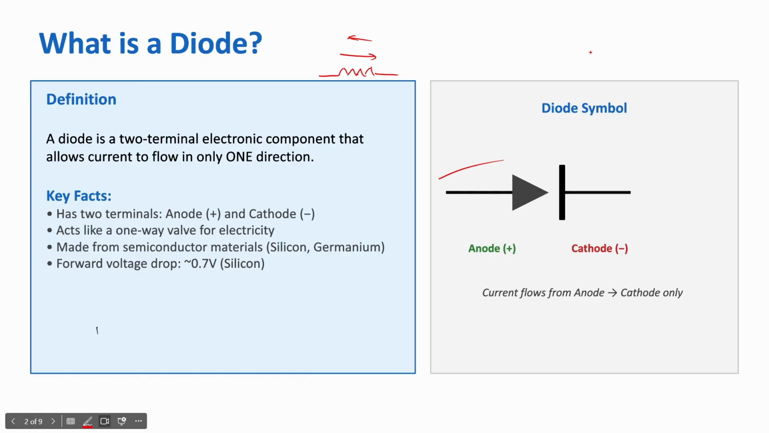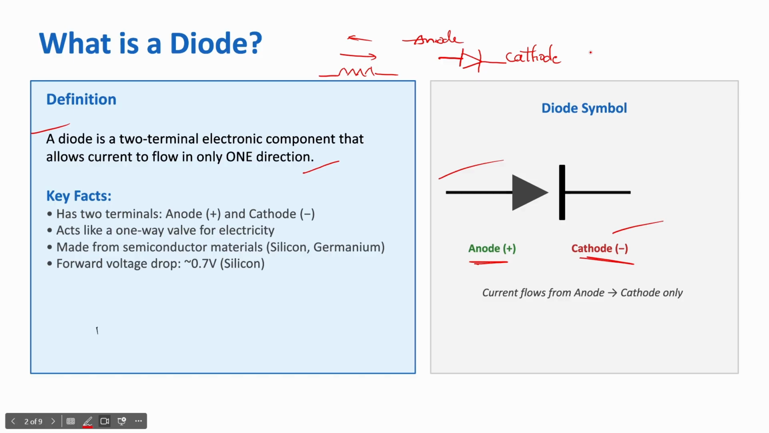See, this is the symbol of the diode. In the diode symbol, this part is the anode and this is the cathode. The anode is the positive terminal, and the cathode is called the negative terminal. So this is the symbol of the diode. This is the definition: a diode is a two-terminal electronic component that allows current to flow in only one direction.